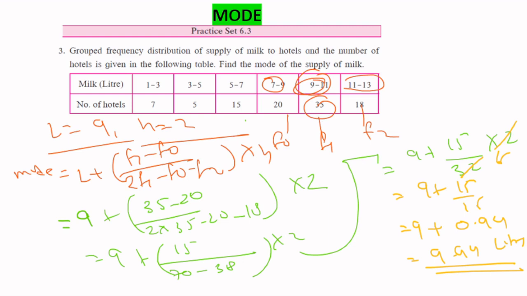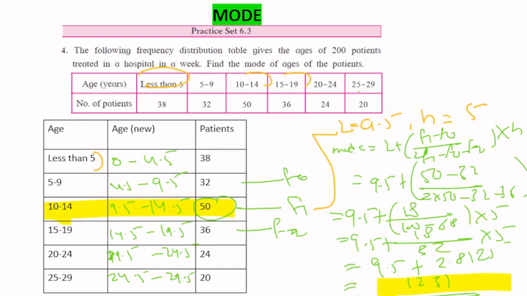If you're able to recollect the formula, good. If you're not able to recollect the formula, then go to median, and from there you can proceed. You'll understand in detail. So we have completed mode basics plus practice set 6.3. We'll meet in the next video where we'll see the graphical things with practice set 6.4.